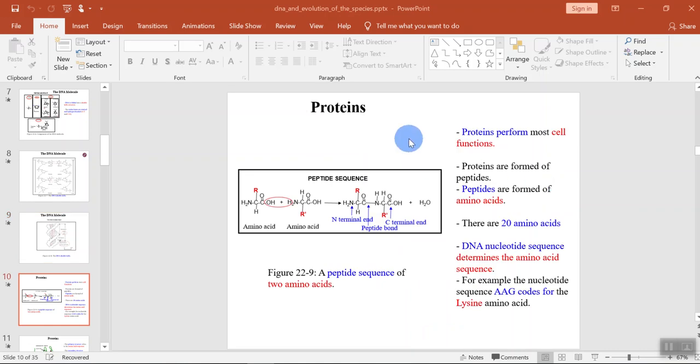So we said that proteins perform most cell functions. They're formed of peptides. Peptides are formed of amino acids. A peptide sequence of 2 amino acids is shown here. There they are. And there are 20 different amino acids. The DNA nucleotide sequence determines the amino acid sequence. For example, the nucleotide sequence AAG, remember A, C, T, G, AAG codes for lysine, one of the amino acids.